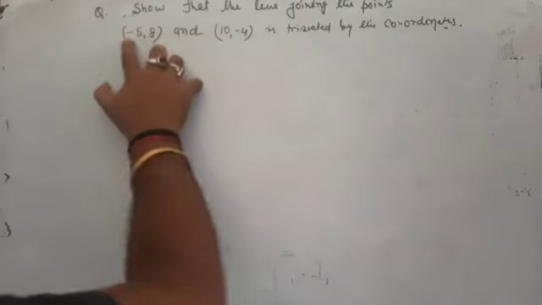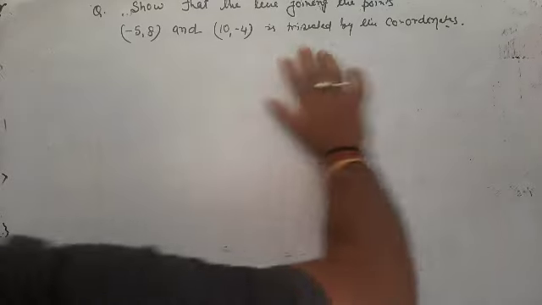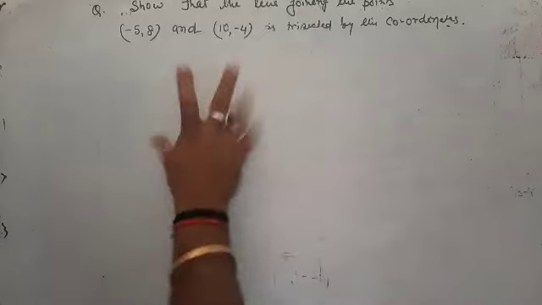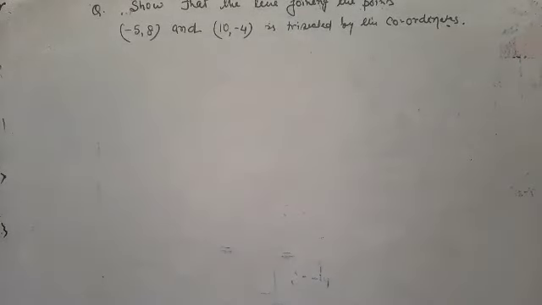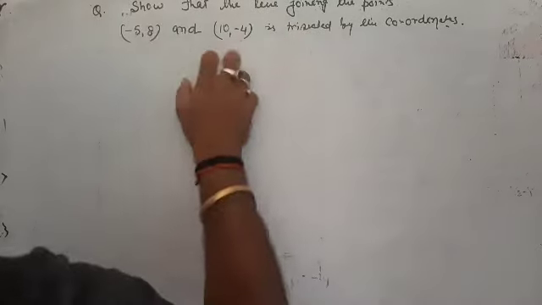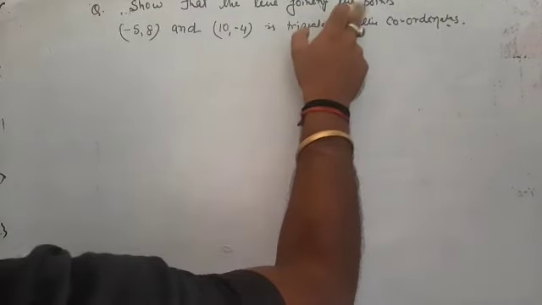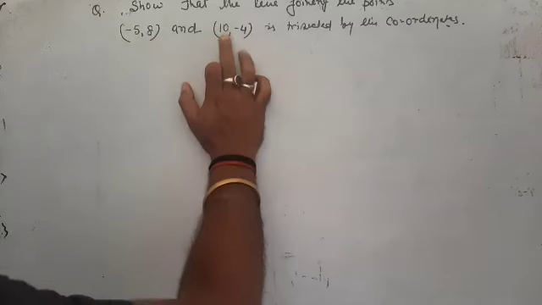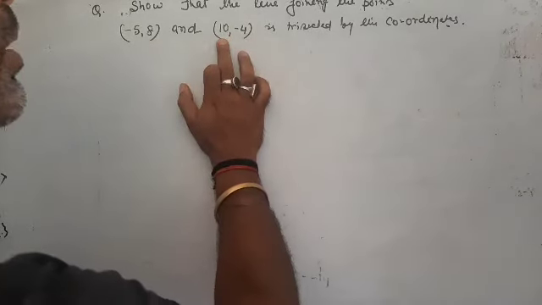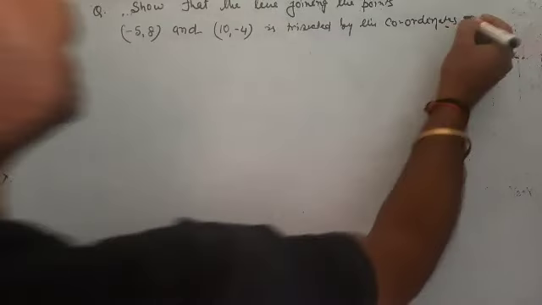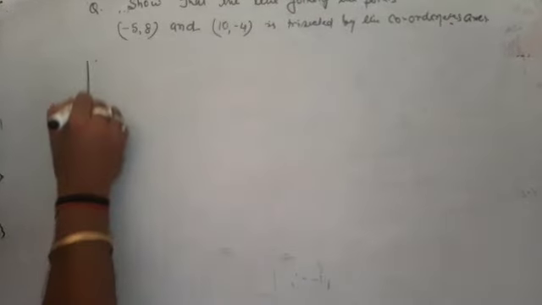One more question. Show that the line joining the points minus 5 comma 8 and 10 comma minus 4 is trisected by the coordinate axes. We are clear that trisected means a line divided in 3 equal parts. So we have only one point. Okay, that means you have to draw a figure like this.